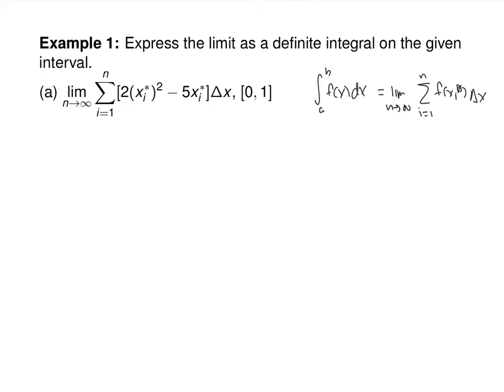So in this one, unlike the ones we did yesterday, this tells us what our interval is, doesn't it? And it doesn't do anything with the sample points that have been plugged in. So this will just equal the integral from 0 to 1, and the function is 2x squared minus 5x dx. That's it.